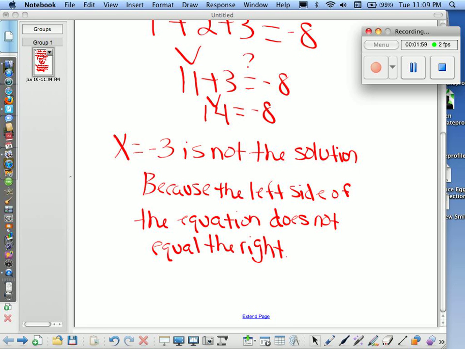Okay, so make sure we write a sentence to justify your answer. On the test, it's going to ask you to justify. So first we have to show the work, and then we have to say what it means. So the left side of the equation does not equal the right side, so x equals -3 is not the solution. So we can pause the video to make sure everybody has this written down.